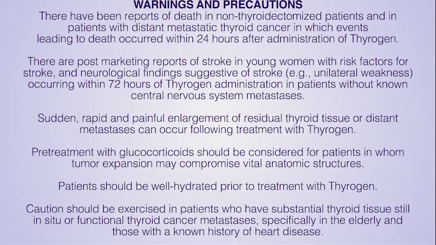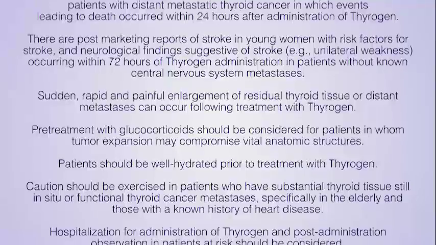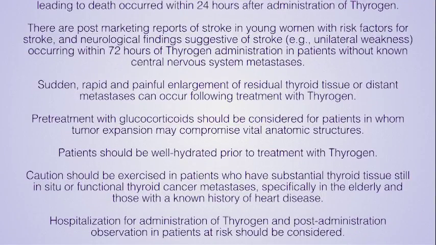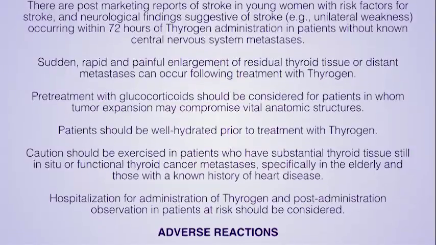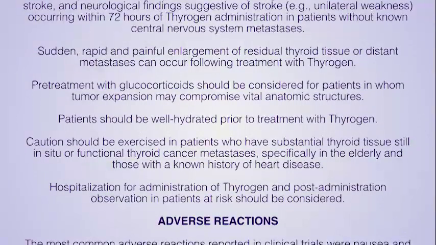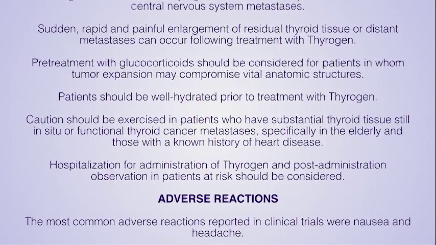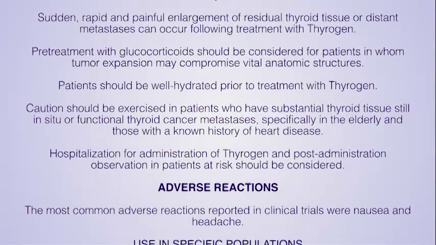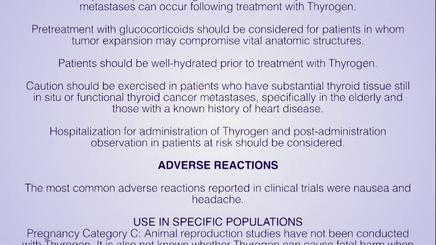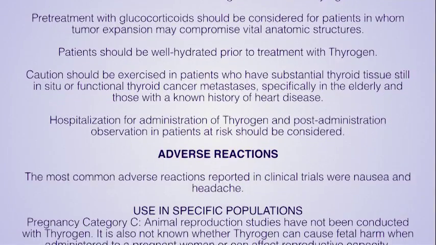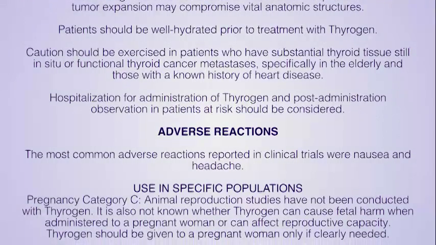Pretreatment with glucocorticoid should be considered for patients in whom tumor expansion may compromise vital anatomic structures. Patients should be well hydrated prior to treatment with Thyrogen. Caution should be exercised in patients who have substantial thyroid tissue still in situ or functional thyroid cancer metastases, specifically in the elderly and those with a known history of heart disease. Hospitalization for administration of Thyrogen and post-administration observation in patients at risk should be considered. Adverse reactions. The most common adverse reactions reported in clinical trials were nausea and headache.